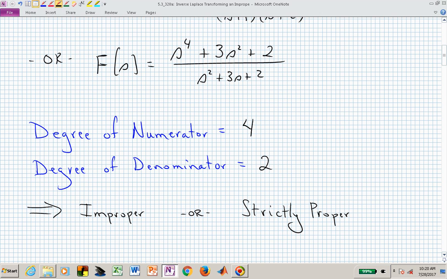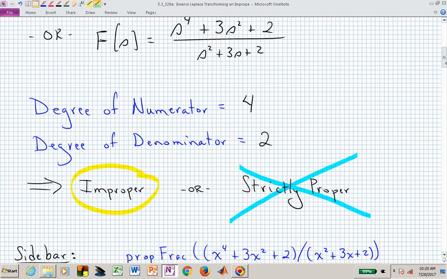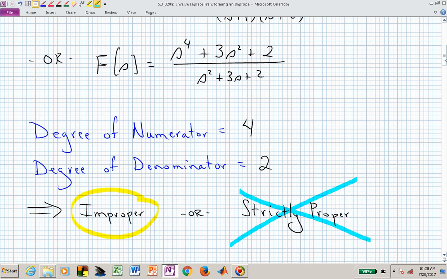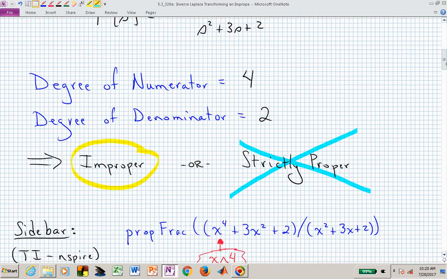I've already given you this answer, but you should be able to conclude from this comparison of the orders of the numerator and denominator that we have an improper transfer function. It's not strictly proper, so we have to do some preliminary steps in order to start inverse Laplace transforming.